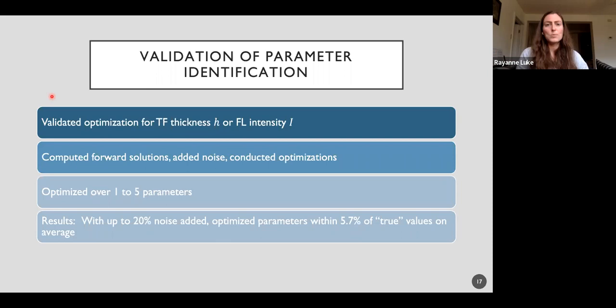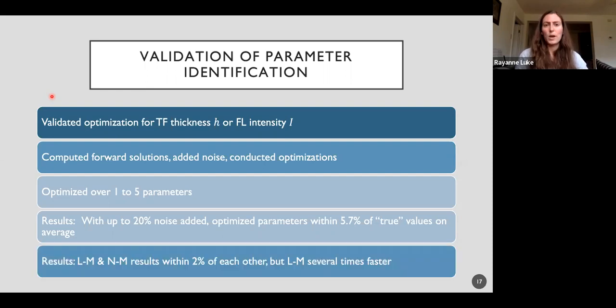And we found that we could add up to 20% noise, but our optimal parameters still stayed within about 6% of the ones that we used to generate the solution. So we took this as a good indication that our optimization was finding the true parameters. And in terms of comparing the algorithms, we found that the Levenberg-Marquardt and the Nelder-Mead algorithm gave results that were essentially identical, but we tended to use the Levenberg-Marquardt algorithm because it was several times faster. And to give you an idea of the time scale of these optimizations, some of the fastest ones were a couple minutes and some of the slowest ones were maybe 2 hours.